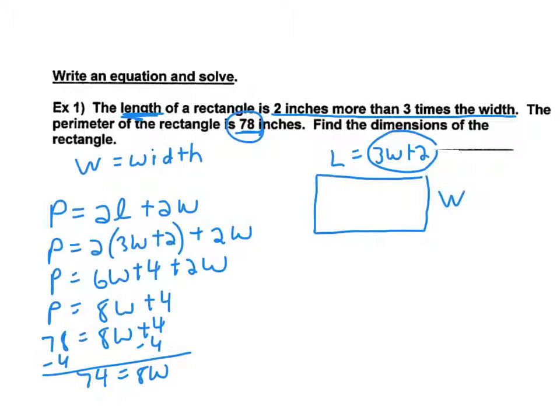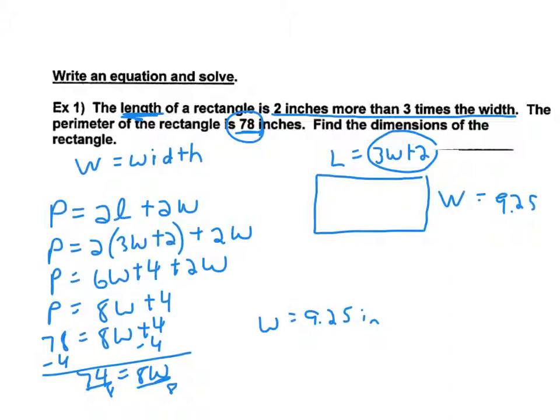Okay, so I paused that to check, and this is right as far as I can tell. So if I divide both sides by 8, then I'll get a width of 9.25 inches. It's asking me what are the dimensions of the rectangle. So the width is 9.25, so we could put that there, inches.